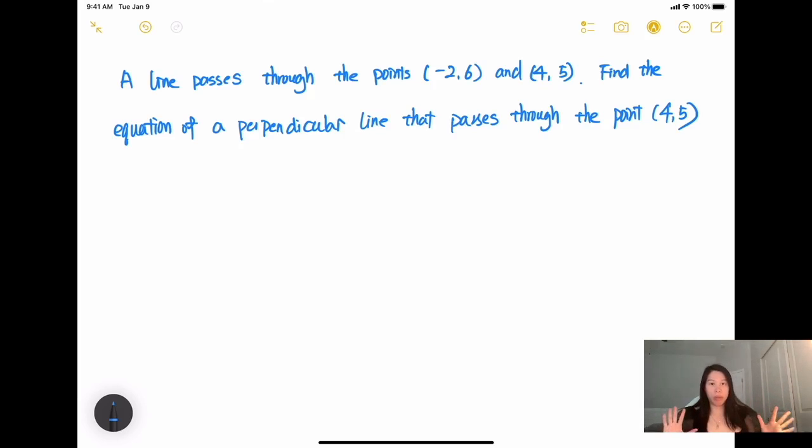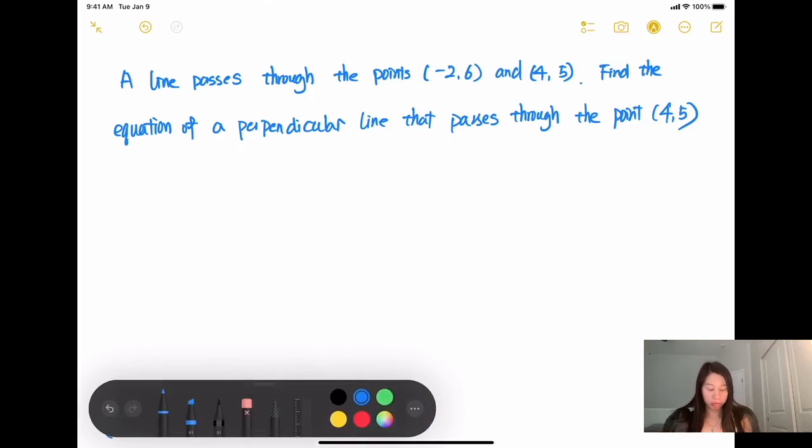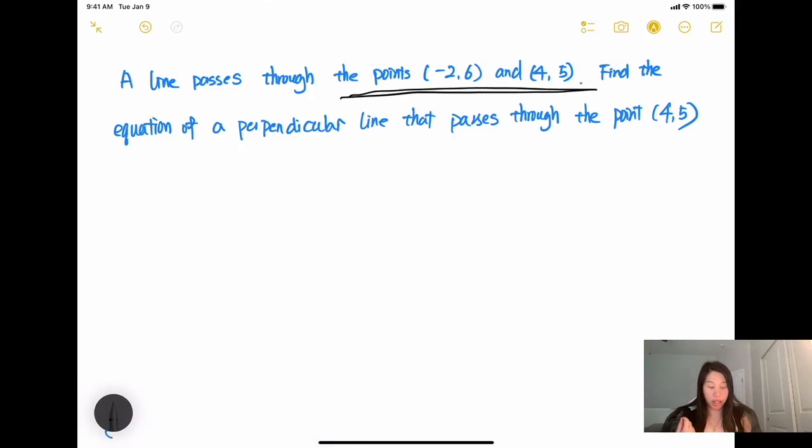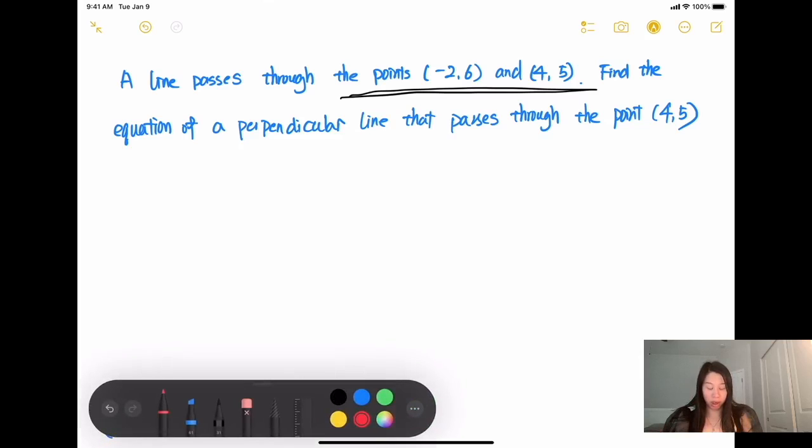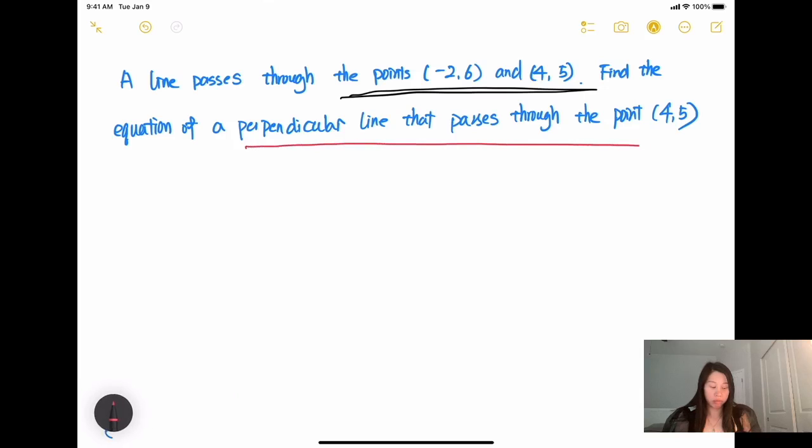So here's an example about a perpendicular or parallel line. A line passes through the points negative 2, 6 and 4, 5. Find the equation of a perpendicular line that passes through the point 4, 5. So how many lines are in here? We have two lines. One is the black one that passes through negative 2, 6 and 4, 5. What's the second line? The second one, I will use the red one, the perpendicular line that passes through the point 4, 5. So they want you to find this red line, the second equation.